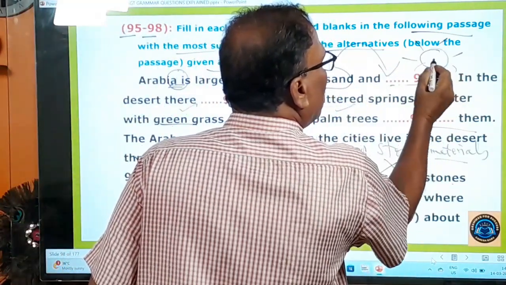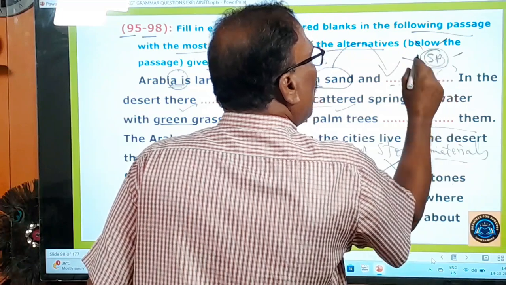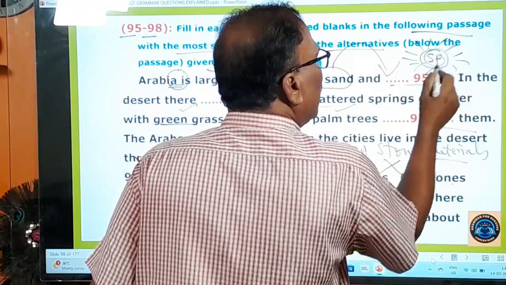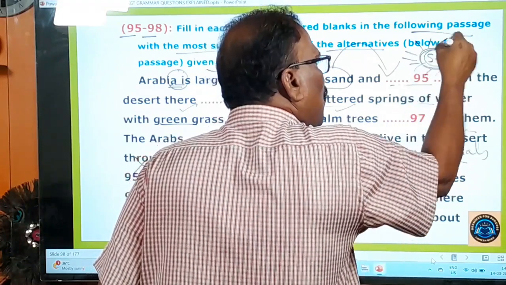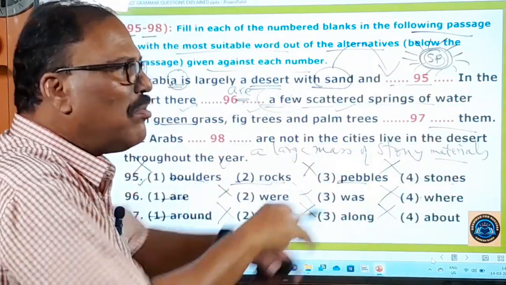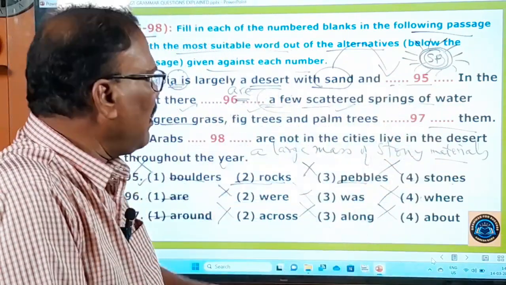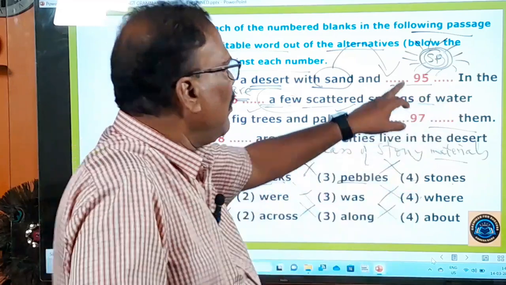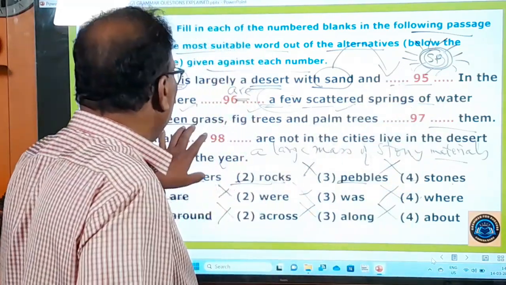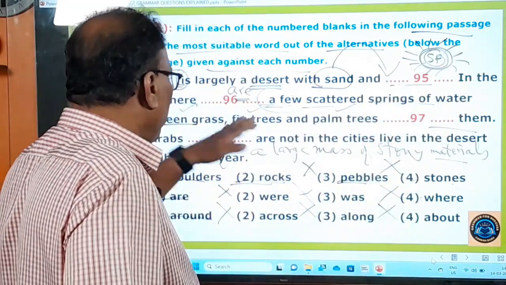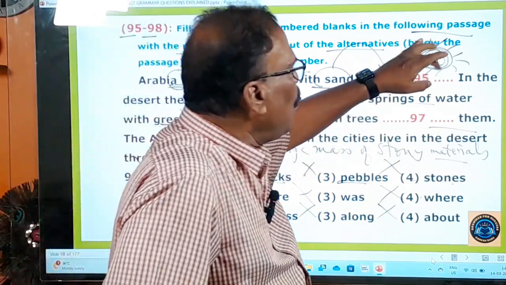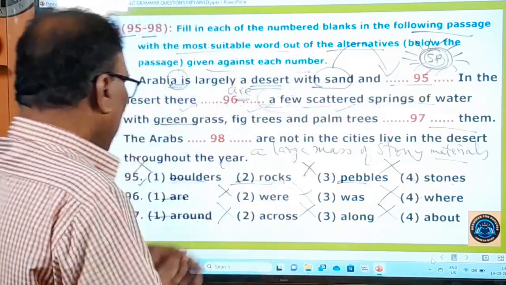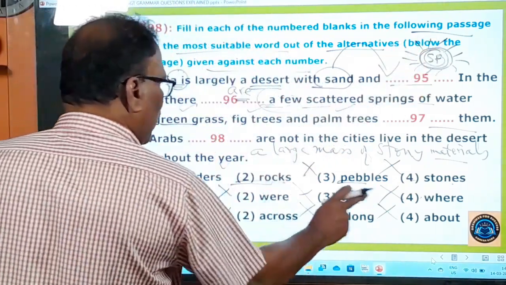So this is what a spring is, take it for granted. On all sides in a circle. So this is called around. Around these springs of water, around these trees, you can find green grass, fig trees, palm trees around them. So that's why this is the right one, and all others are wrong.